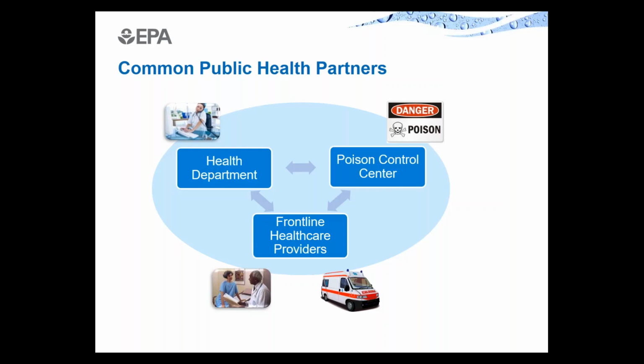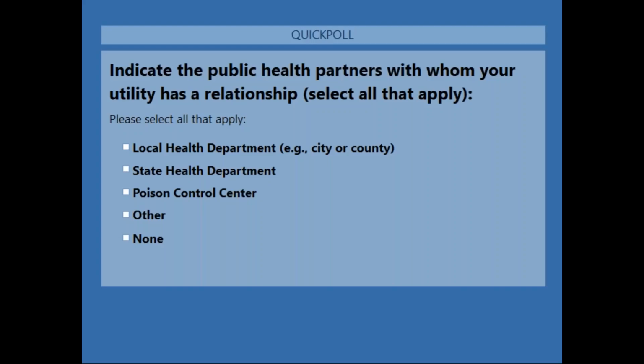Which brings us to our second poll question of the afternoon or morning, depending on where you're at. So with this question, we'd like you to tell us which public health partners you or someone at your utility has formed a relationship with. And that relationship can be at any level, from an informal agreement or sharing of contact information, all the way up to something that's more formalized and documented.